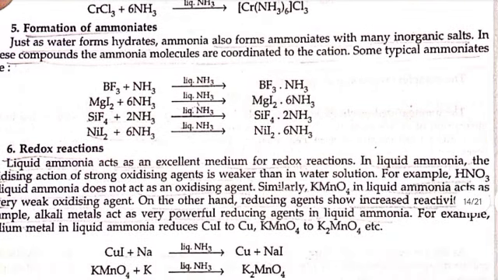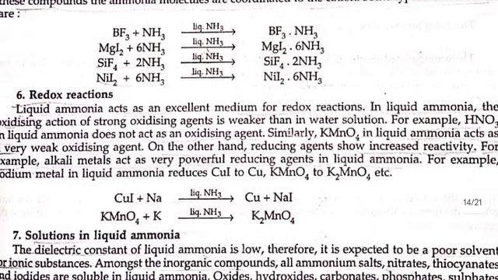Formation of ammoniates. Just as water forms hydrates, ammonia also forms ammoniates with many inorganic salts. In these compounds, the ammonia molecules are coordinated to the cation. Some typical ammoniates are: BF3 plus NH3 in liquid ammonia gives BF3.NH3. MgI2 plus 6NH3 in liquid ammonia gives MgI2.6NH3. SiF4 plus 2NH3 in liquid ammonia gives SiF4.2NH3. NiI2 plus 6NH3 in liquid NH3 gives NiI2.6NH3.